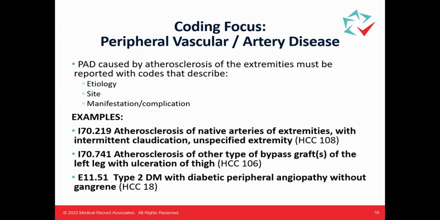PAD caused by atherosclerosis of the extremities must be reported with codes that describe the etiology, the site, manifestation, and complications, and below are some examples of that. I70.219, atherosclerosis of native arteries of extremities with claudication, unspecified extremity, is HCC 108. Also, if it's in the bypass graft of the left leg with ulceration of the thigh, and type 2 diabetes with diabetic peripheral angiopathy without gangrene.